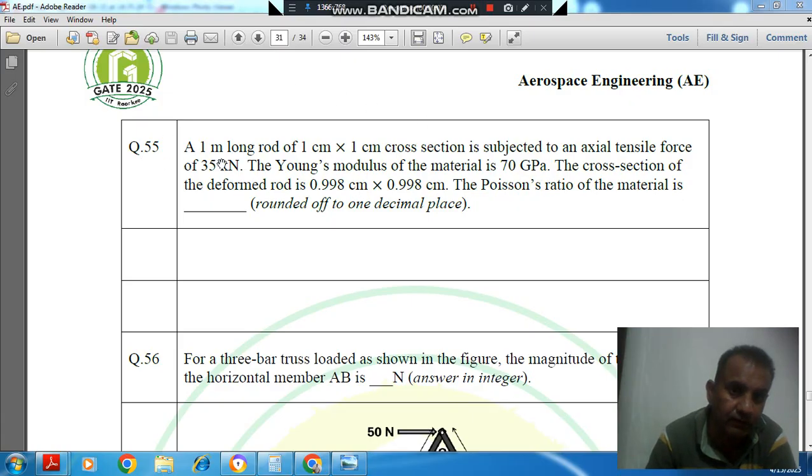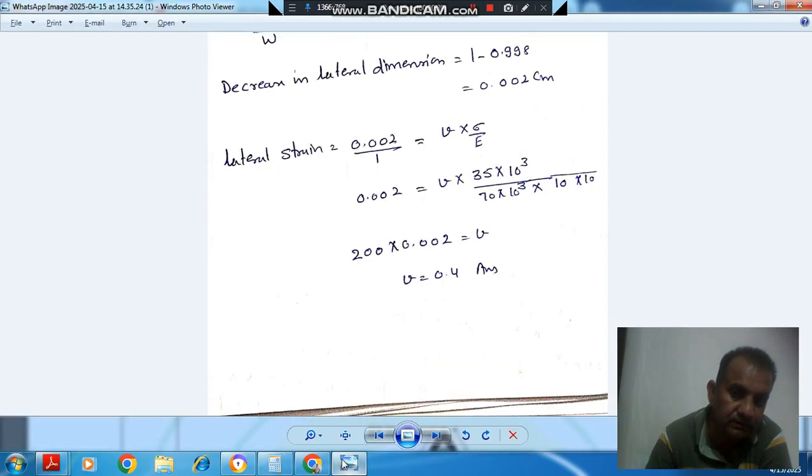Question number 55: A 1 meter long rod of 1 centimeter by 1 centimeter cross section is subjected to an axial tensile force of 35 kilonewton. The Young's modulus of the material is 70 GPa. The cross section of the deformed rod is 0.998 centimeter by 0.998 centimeter. The Poisson's ratio of the material is dash, rounded up to 1 decimal place.